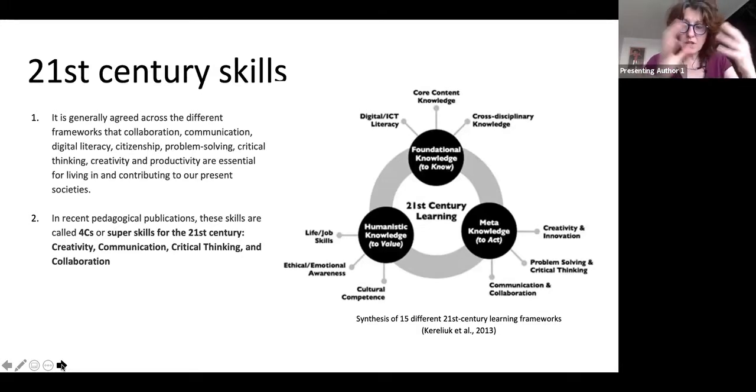All of these skills, when we put them together, are called 4C or super skills. So this is the 4C from the title, and these are super skills for the 21st century. We have to have a solution in our education that results in creativity, communication, critical thinking, and collaboration.